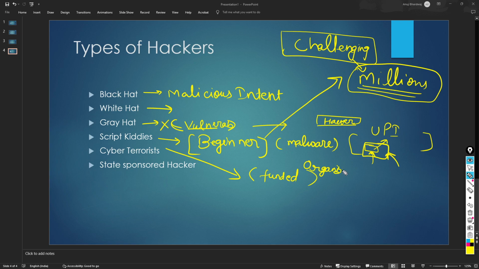Okay, and the next type is basically the state sponsored hacker. A state sponsored hacker is when one country sponsors or hires a hacker to attack a different country. These are well organized as well as well funded, because they are state sponsored.